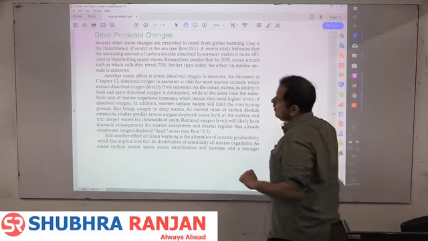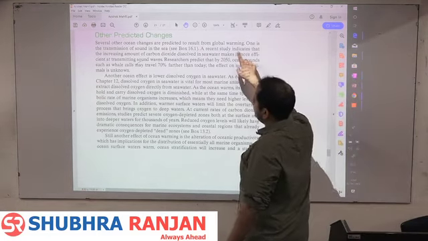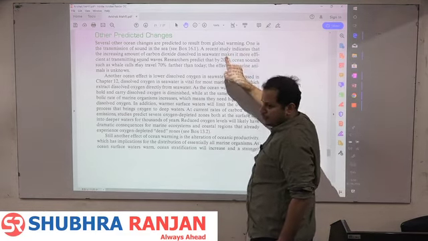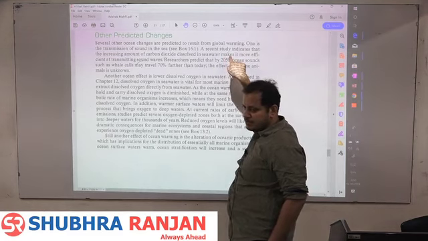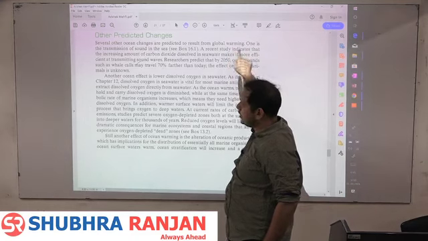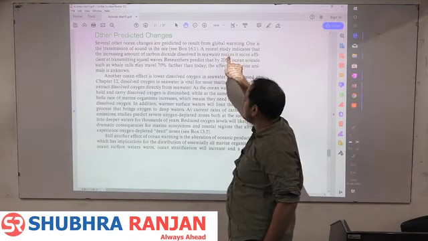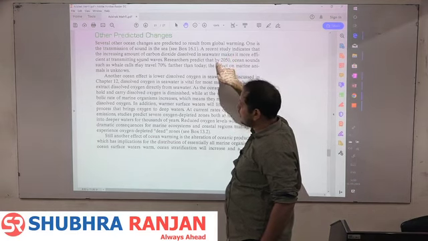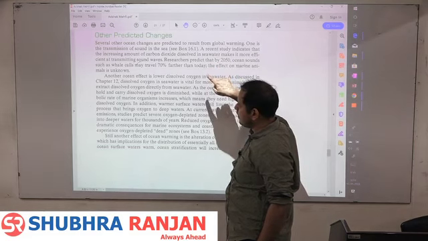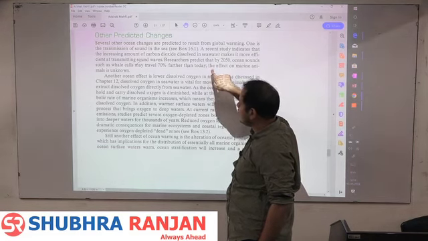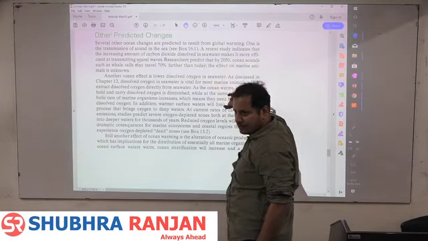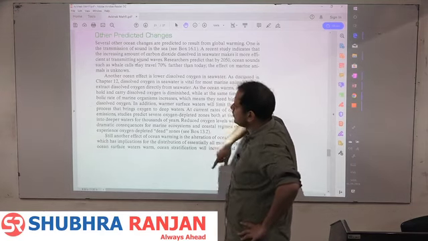Another changes, recent study indicates that increasing amount of carbon dioxide, see these are the new points, you will not find in Indian books. Other predicted changes. A recent study indicates that increasing amount of CO2 dissolved in the seawater makes it more efficient at transporting sound waves. Researchers predict that by 2050, ocean sounds such as whale calls may travel 70% farther than today. The effect on marine animals is unknown. We don't know what will happen if the whale calls can travel.